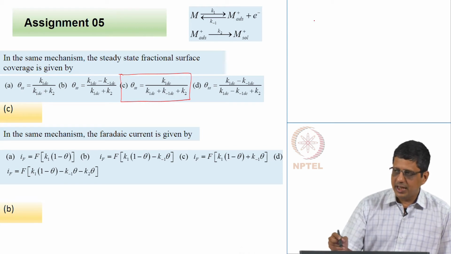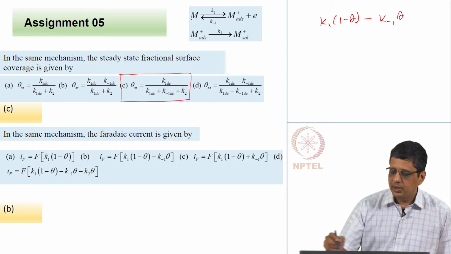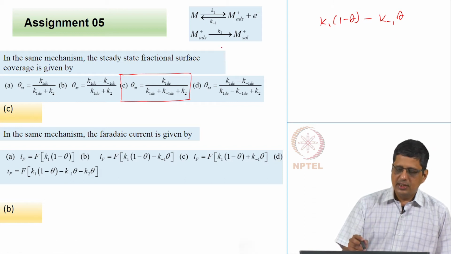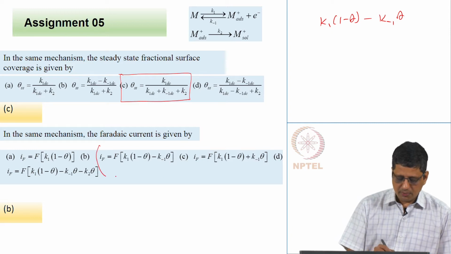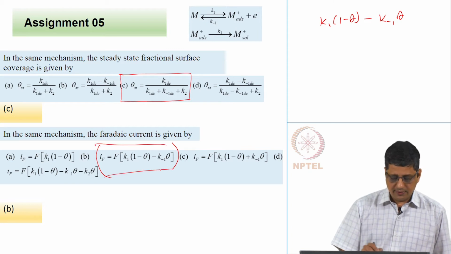First reaction, forward reaction: k1 (1 minus theta) minus k minus 1 theta. First reaction, forward and reverse reactions involve electron transfer. The second reaction does not involve any electron transfer. So, we will have to choose F k1 (1 minus theta) minus k minus 1 theta as the correct equation.